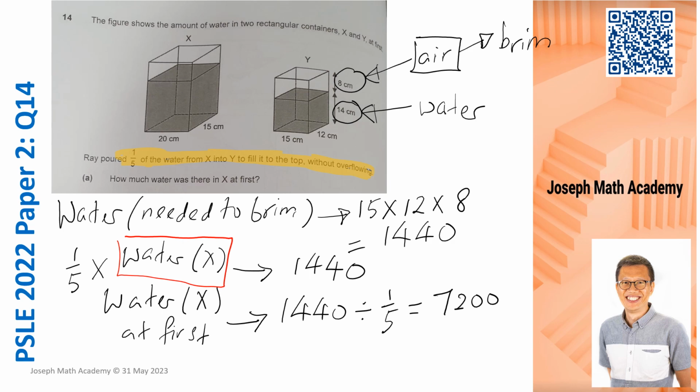7,200. That means the water that was in container X at first before being poured into container Y should be 7,200 ml or 7,200 cubic cm. So part A is done. I'm going to move on to part B.